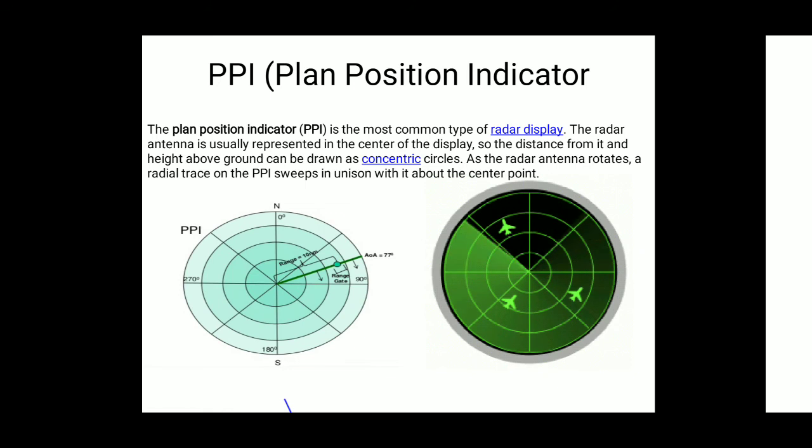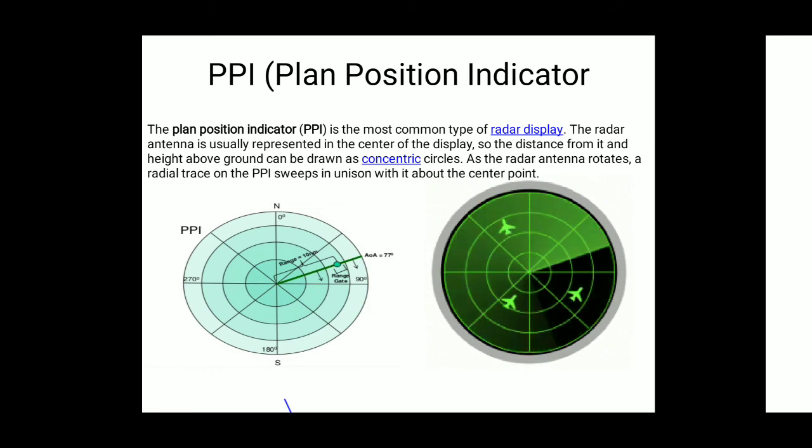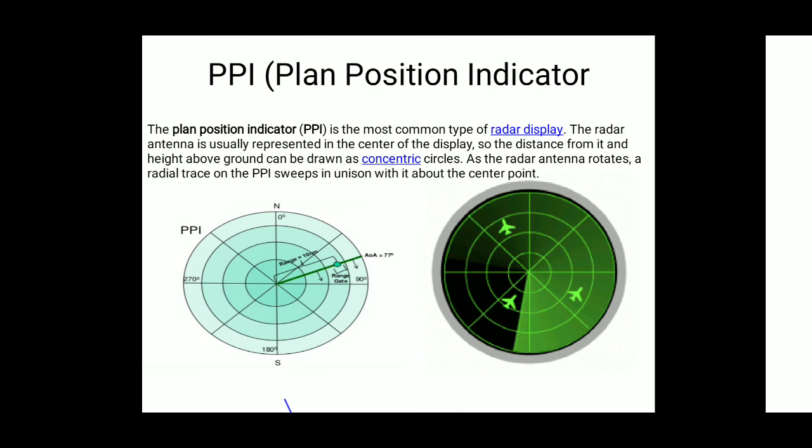PPI. This is the common display generally used in radar systems. Plan position indicator. The plan position indicator is the most common type of radar display. The radar antenna is usually represented in the center of the display, so the distance from it and the height above the ground can be drawn as concentric circles. As the radar antenna rotates, a radial trace on the PPI sweeps in unison about the center point. Basically, this display shows range and angle, elevation angles basically.